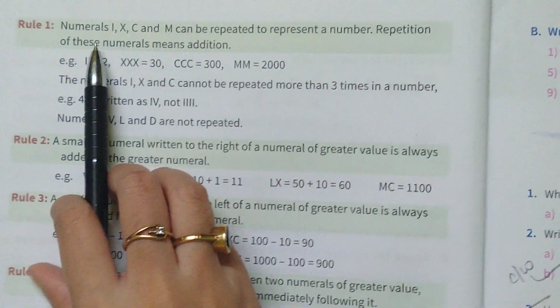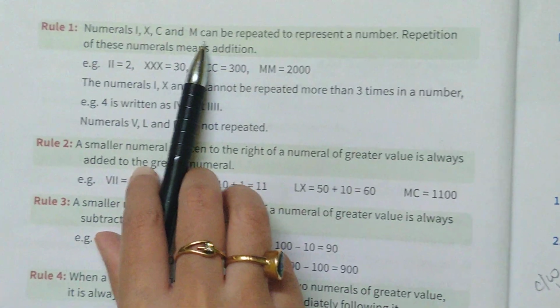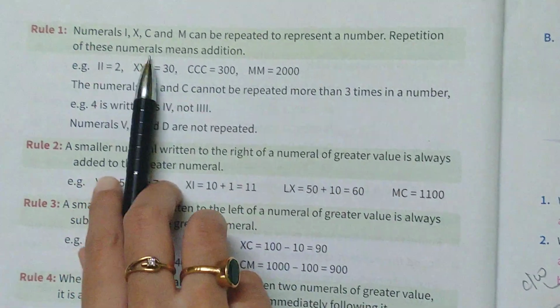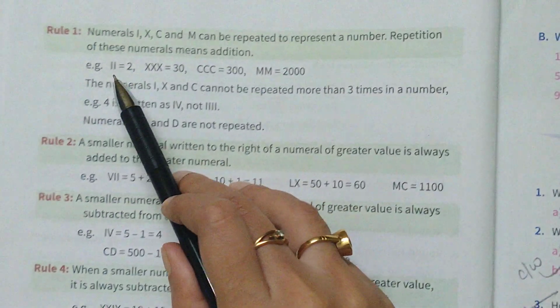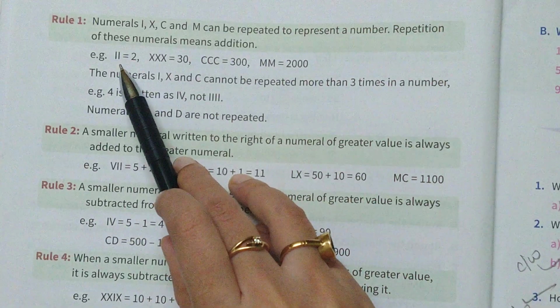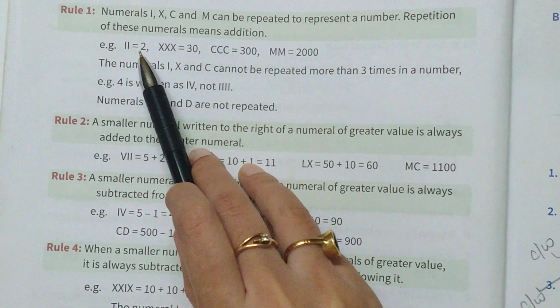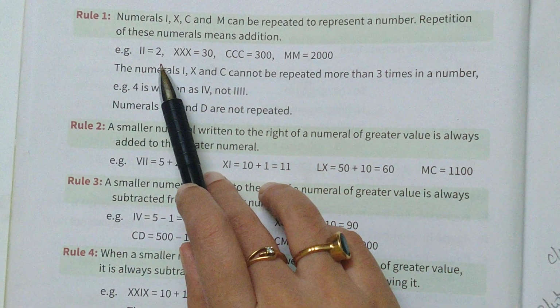Rule 1. Numerals I, X, C and M can be repeated to represent a number. Repetition of these numerals means addition. Like in the example, I is given. That means 1 plus 1, that is 2, because I has been repeated twice.